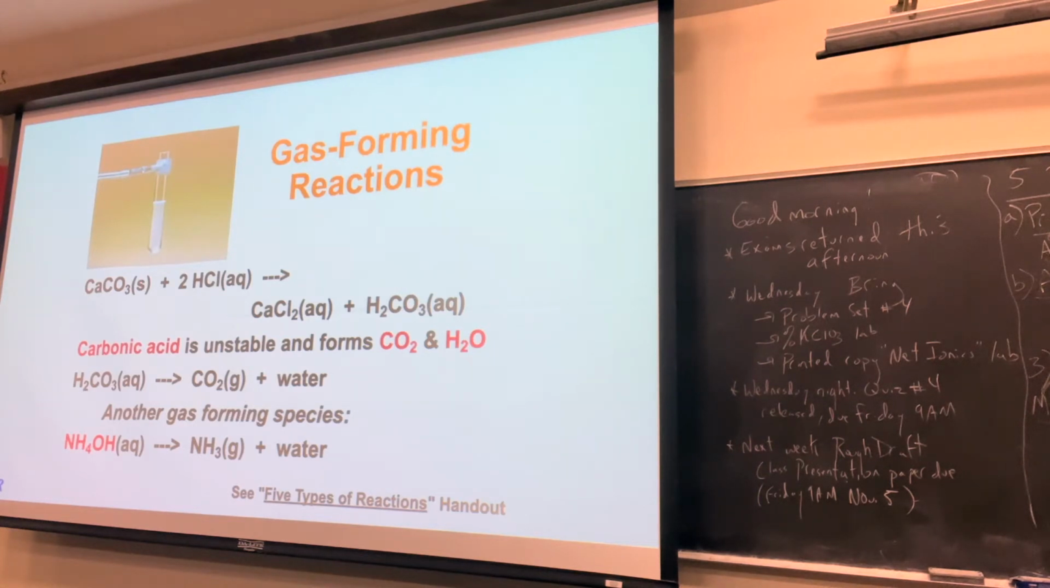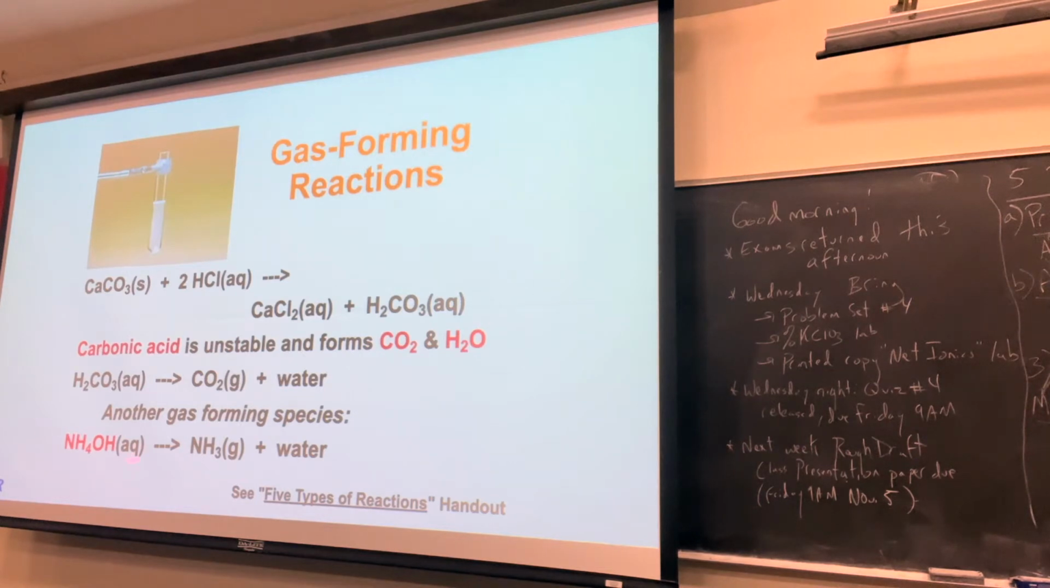But what's really interesting here is the H2CO3. This is an acid which doesn't stay together very long. It actually breaks up into H2O liquid and CO2 gas. So the H2CO3 does not stay together, it breaks down. We'll talk about this in a little bit. This is the main gas-forming culprit we're going to see in this class. The carbonic acid does break down, and you'll actually see little bubbles come off.